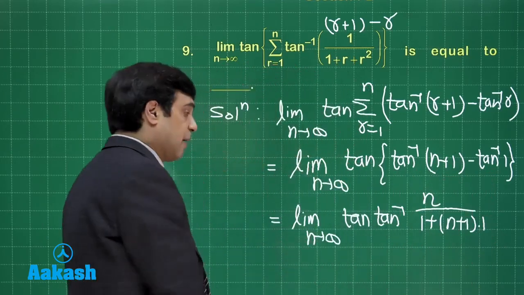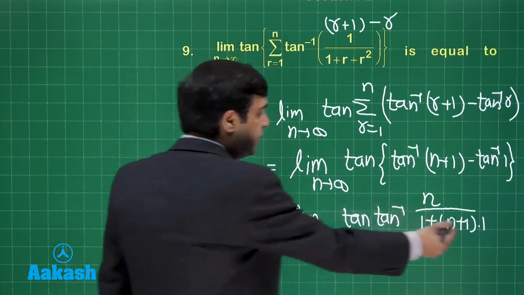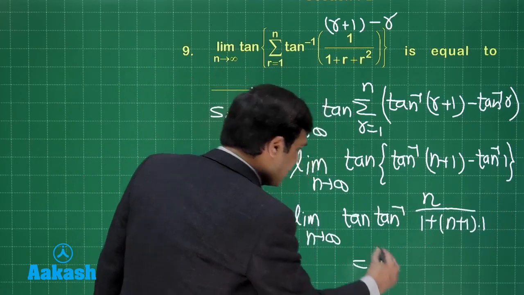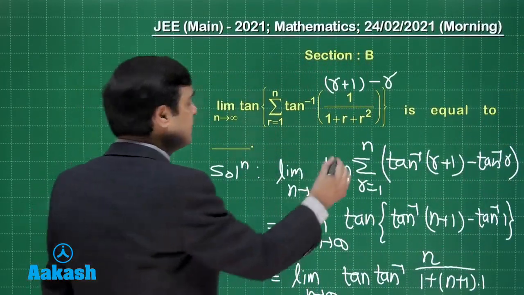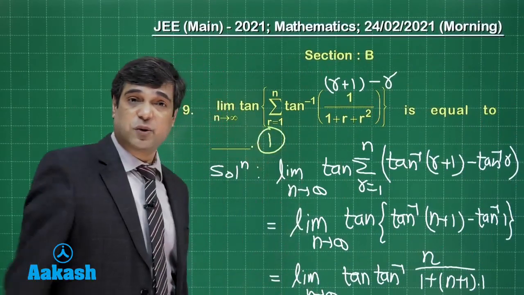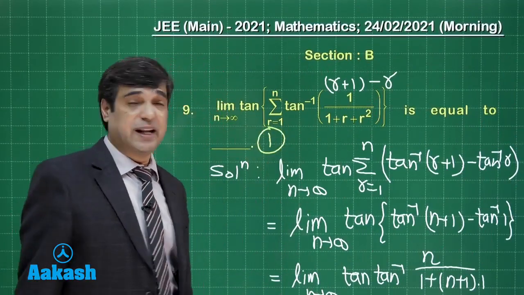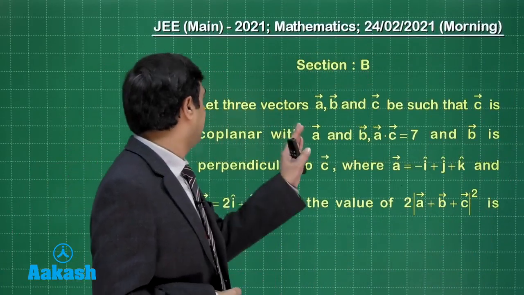Now, you can apply limit n approaching infinity. So this gives you simply the value 1. So the final answer for this question is 1. I'm sure this is also clear. Let's move on to question number 10. That is the last question of this section.